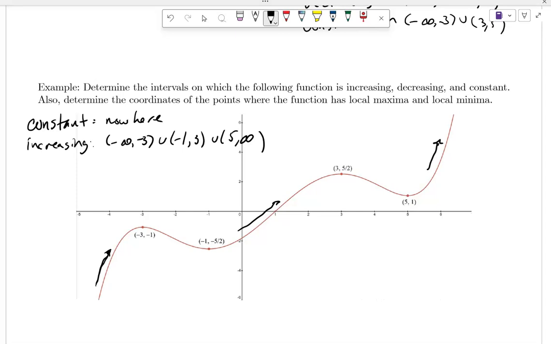And again, I know I'm emphasizing a lot, but students get it confused. The intervals we're writing down are x values. Okay? The y value doesn't matter. Okay? It's the x values that we're writing down. What about decreasing? -3 to -1 and 3 to 5.